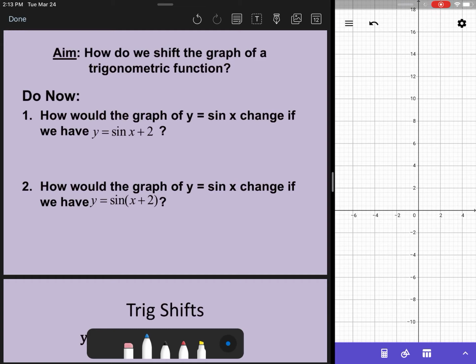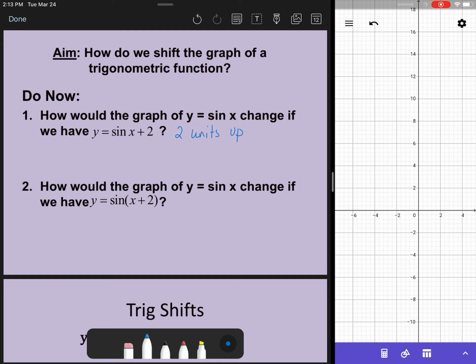Let's take a look at the first one. How would we graph the change of y equals the sine of x if we go from y equals sine of x to y equals sine of x plus 2? Okay, what do you think would happen here? We're adding 2 to the sine of x, which means this is going to be a vertical shift. And it's going to be shifted in which direction? Where do you think it's going to go? It's going to go 2 units up. Now remember, you always have GeoGebra to use to help you visualize these graphs. So don't hesitate to plug them in and see how they're changing from one to the other.